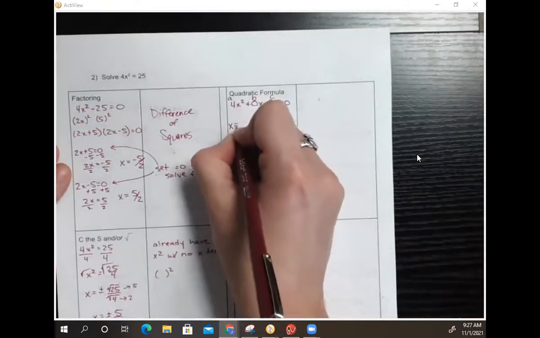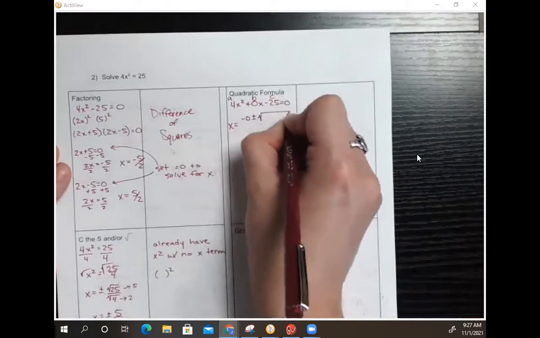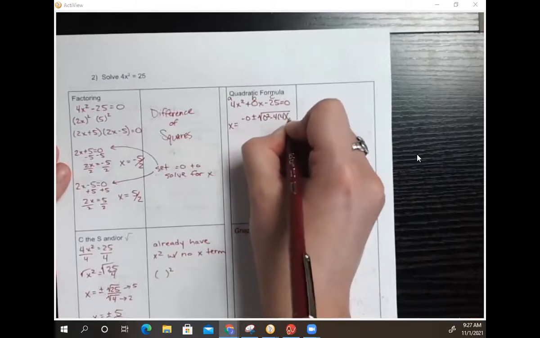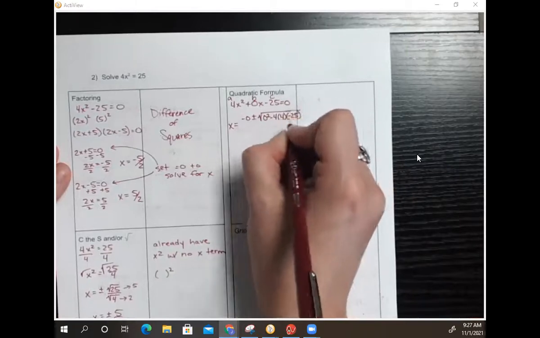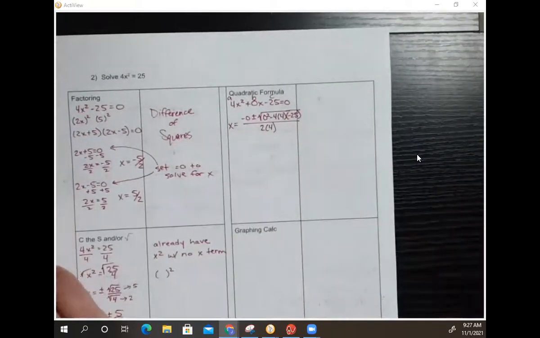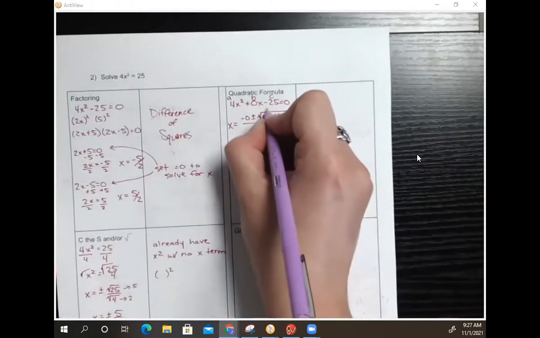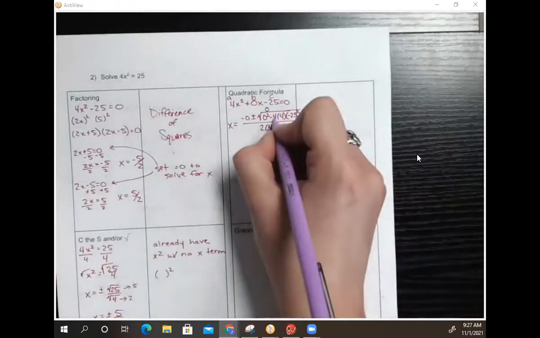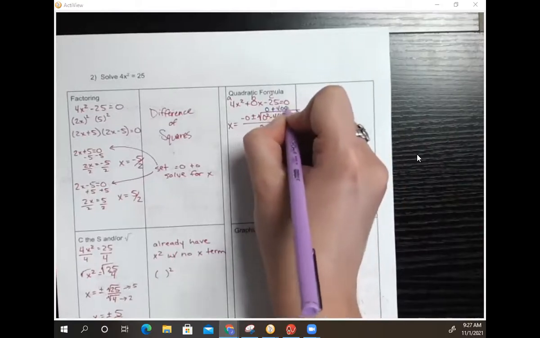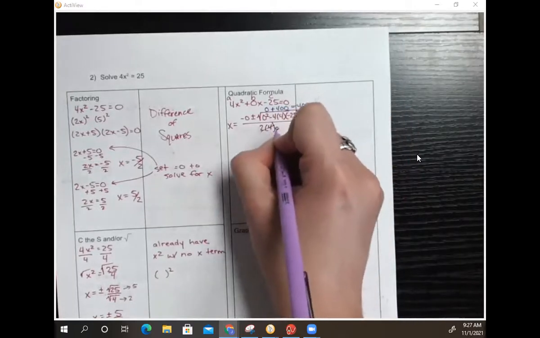So as I go to plug this in, this would be x equals negative 0 plus or minus the square root of 0 squared minus 4 times negative 25 all over 2 times 4. Then I'm going to simplify. 0 squared is just 0. Negative 4 times negative 25 would give me 400, positive 400. 0 plus 400 is just 400. And then 2 times 4 is 8.